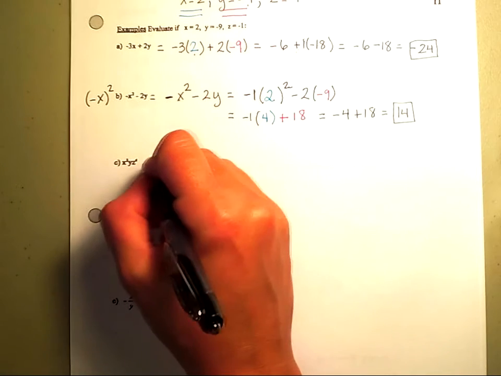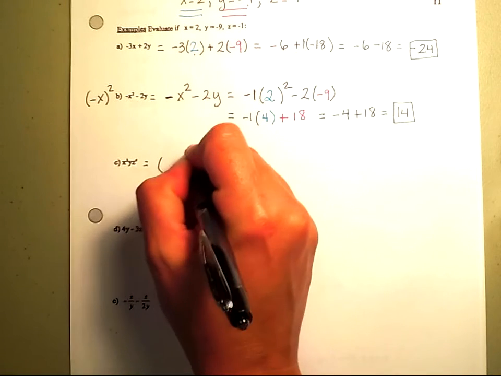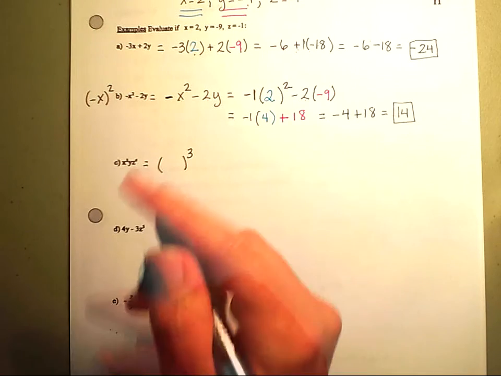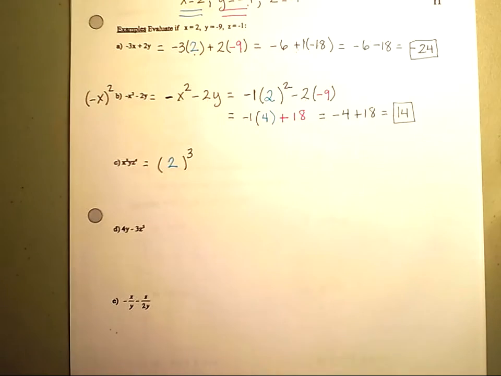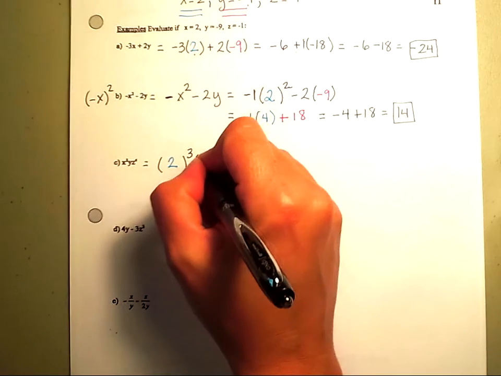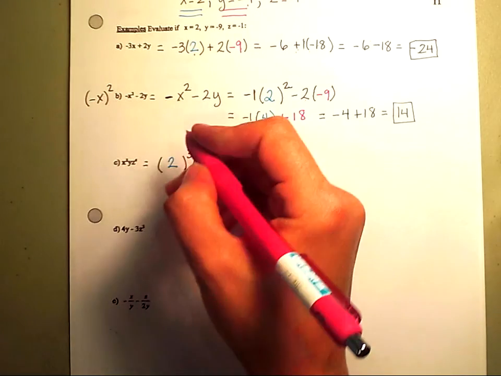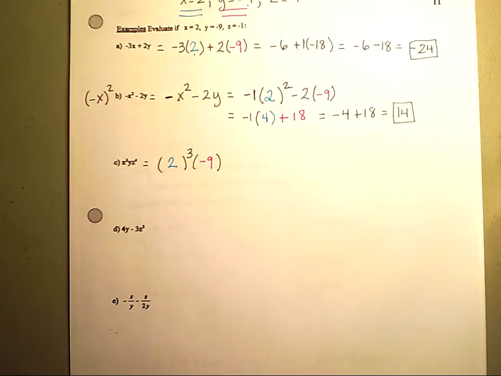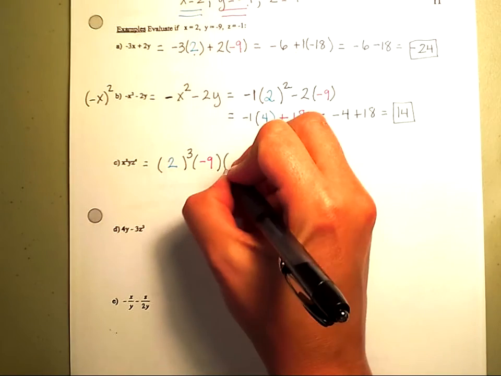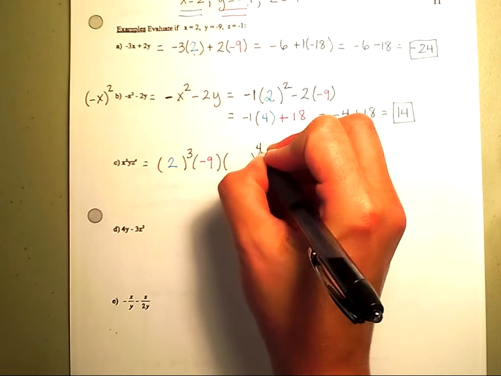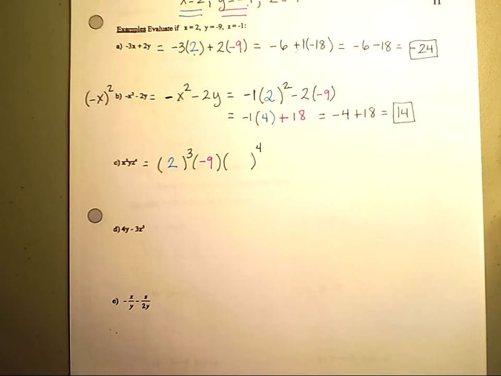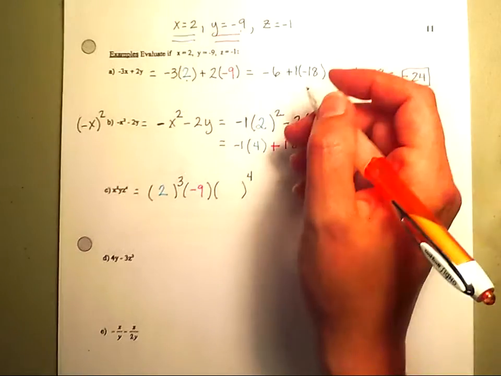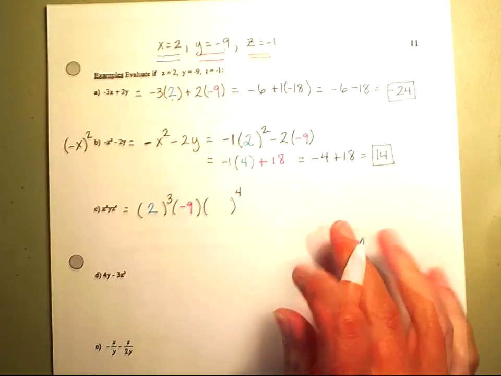In the next example, we're going to take x and cube it, that is, multiply it by itself 3 times. X is given as 2. Then we're going to multiply by y, which we're given as negative 9. And then we'll multiply by z to the 4th power. And z is given as negative 1.